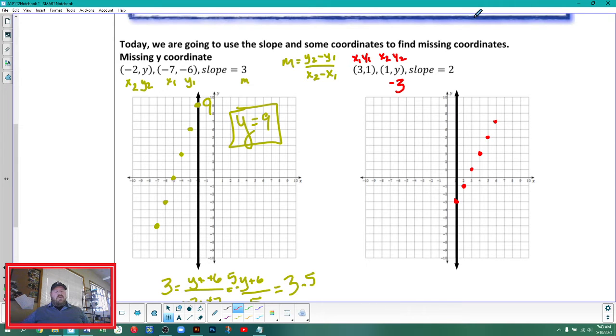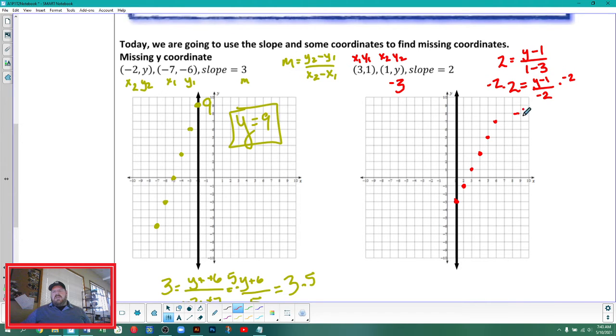I'll show you in a second what happens if you don't do that, but I'll do that on one of the problems below. So using my slope formula, my slope is 2. Y2 minus y1, so that's going to be y minus 1, over x2 minus x1, 1 minus 3. So 2 is going to equal y minus 1 over negative 2. And to solve this equation, we're going to multiply by negative 2 on both sides.